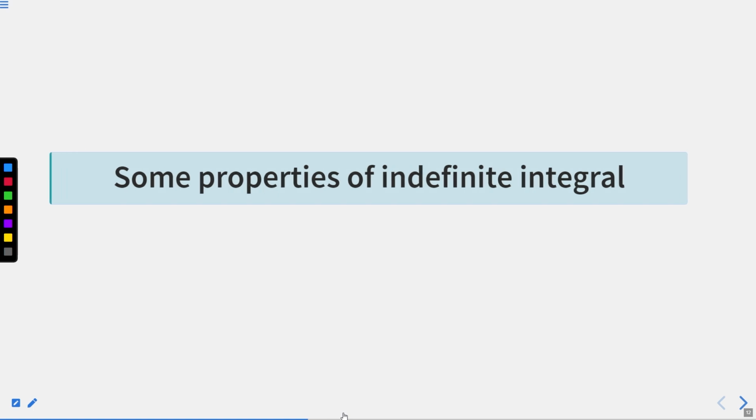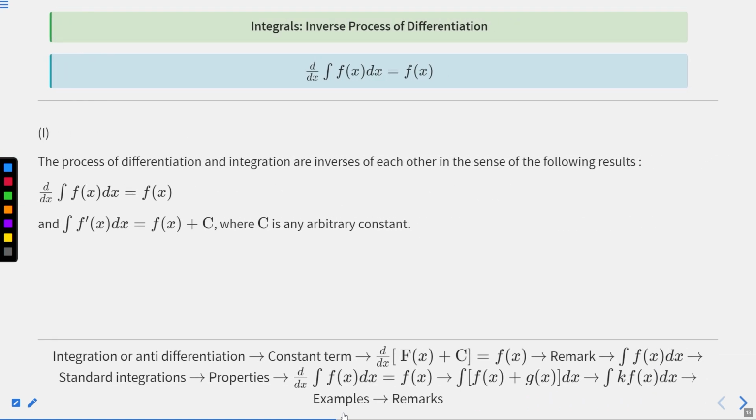Now we will be seeing some properties of indefinite integrals which will be helping us throughout this chapter. Okay, let us see those properties. So first property, what? That derivative of integral of f(x) dx will be just f(x). So this means the processes of differentiation and integration are inverses of each other in the sense of the following rule.